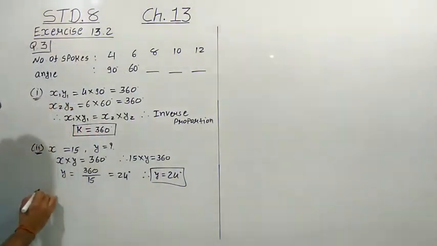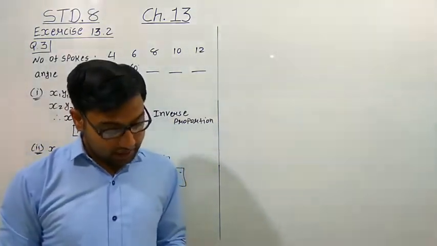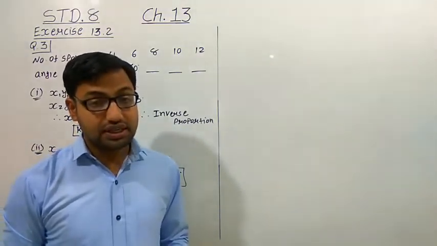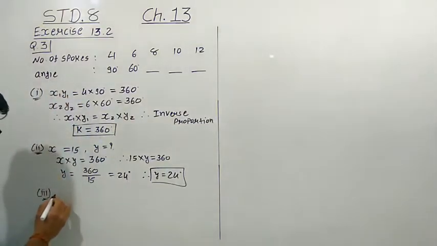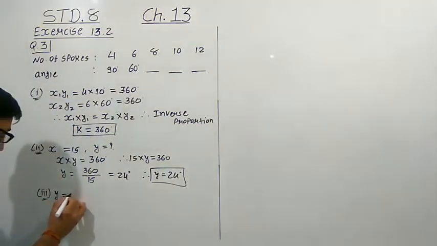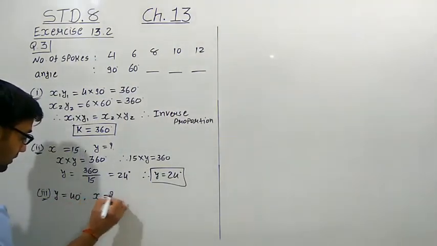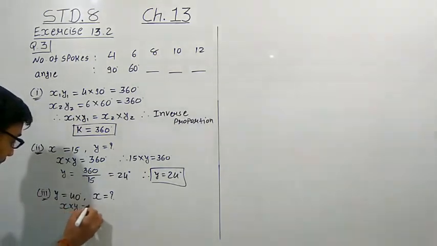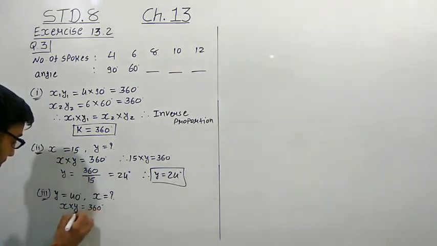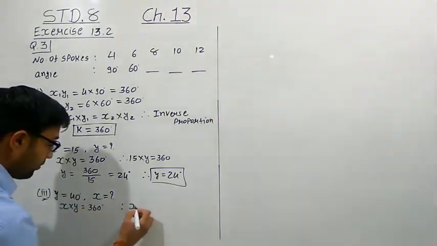Now third question. Third question is, how many spokes would be needed if the angle between a pair of consecutive spokes is 40 degree? Here we have been given the value of angle. We can take that as y. Y we have given 40 degree. So we have to find out the value of x. Again the formula remains the same. X into y is equal to 360 degree. Here we have to find x.